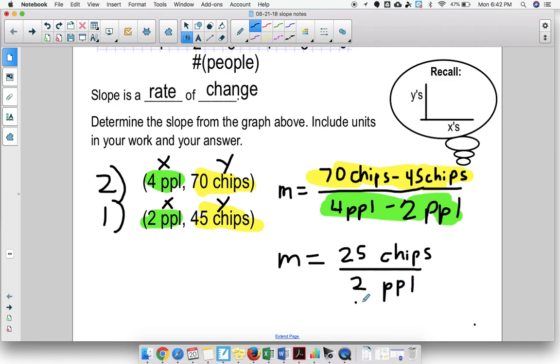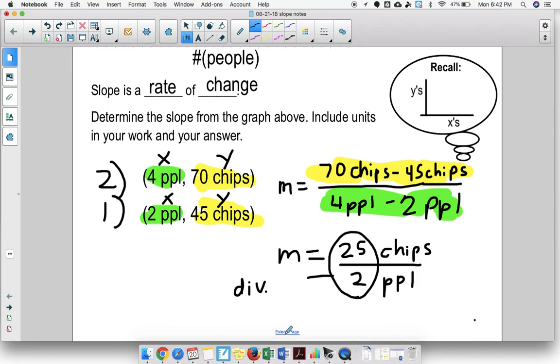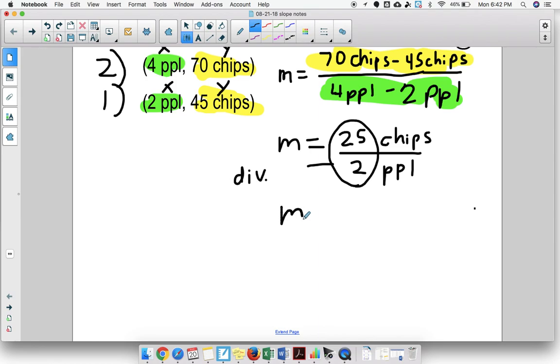All right, and then what I'm going to have you do is either you can do this mentally or with a calculator. You're going to divide this out. All right, and if we divide that out, 25 divided by 2 is 12.5. Notice it's a positive number. And we're not going to leave it like that. We need the unit. So 12.5 chips per people. And I'm going to actually put per person. People sounds weird. Chips per person.